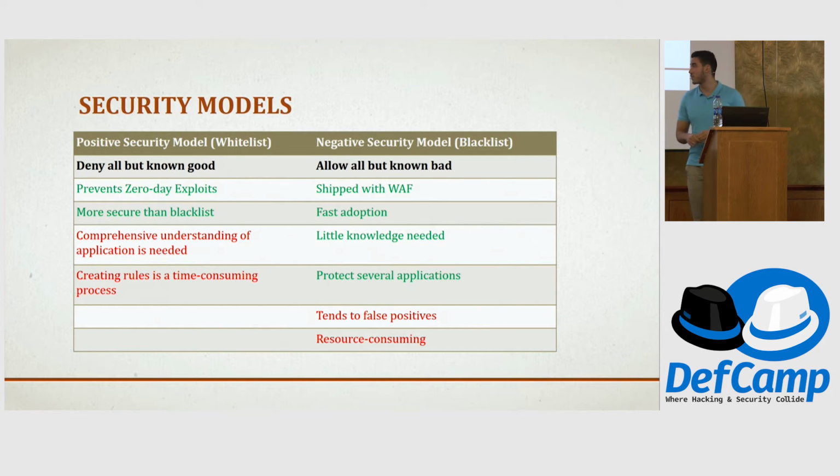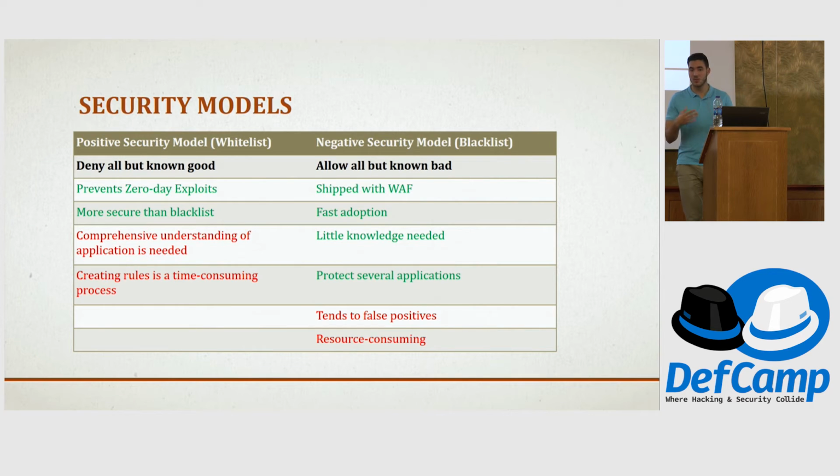On the other hand, we have the blacklist model. Here's the general rule: allow all but known bad. So every request is fine and is allowed by the WAF, except for those requests where we find something bad. The blacklist mostly comes shipped with the WAF, so we don't have to create a blacklist ourselves. Another advantage is the fast adoption. So we may buy a WAF or install a WAF and we can use it right away.